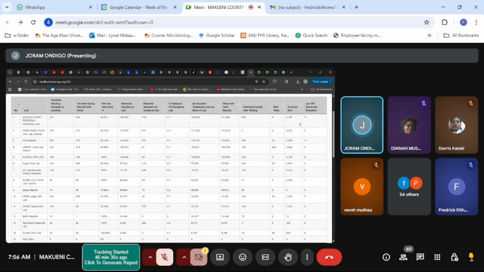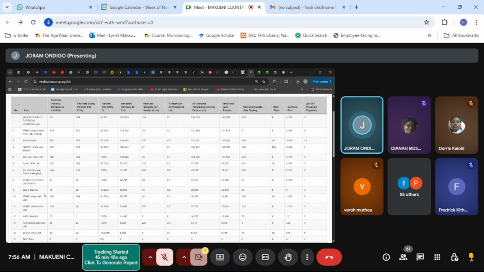You see, like Migori, quite a long time. It takes them around 11 days. Of course, Kericho takes around 5 days. Of course, KNH takes around 12 days. Let's look at EDAP. I know we are interested in our region. Where is EDAP here? It was number what?